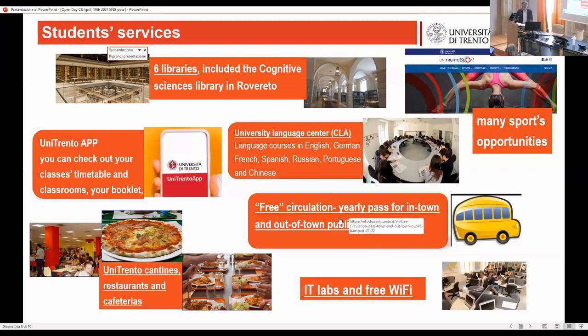Very, very important, the free circulation pass. Students pay only 50 euros to move around within the Trentino region boundaries for free for a whole year, taking trains, buses, coaches, and so on. Very, very useful for students, also for students having accommodation in Trento, for instance, and studying here. And then canteens, restaurants, cafeterias.